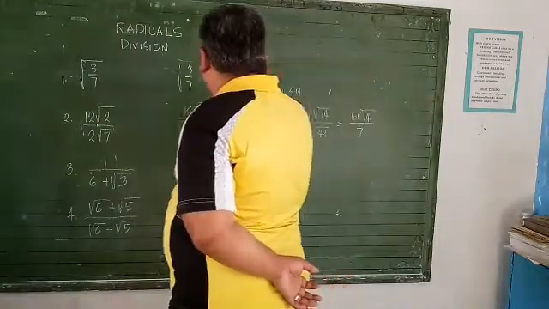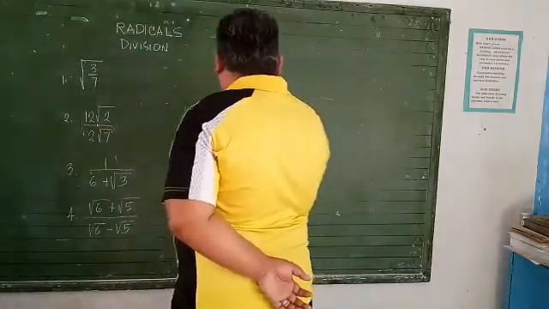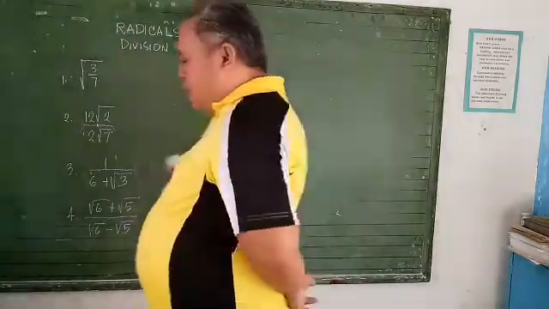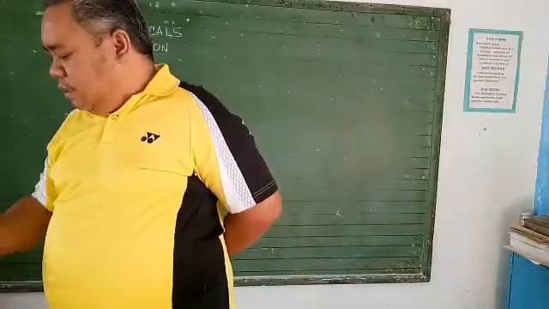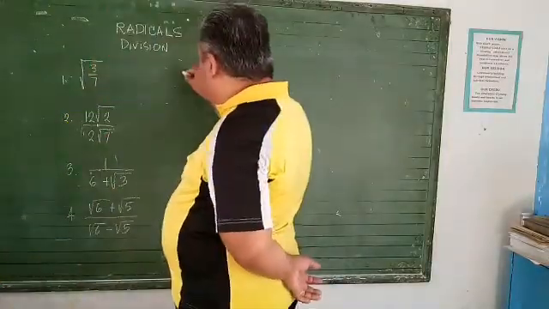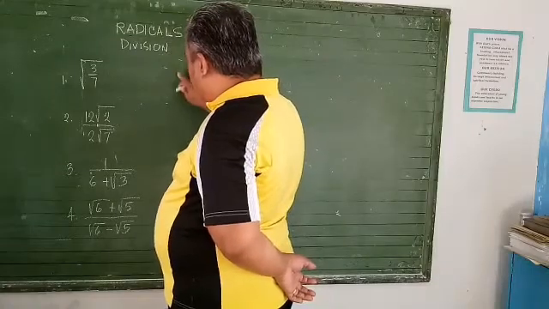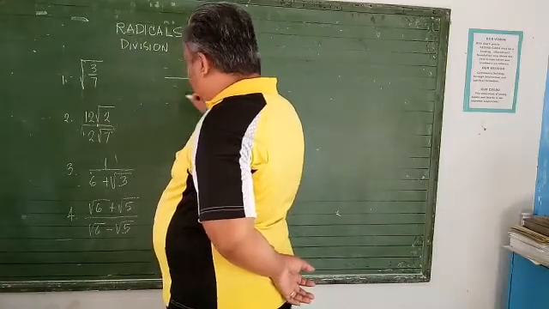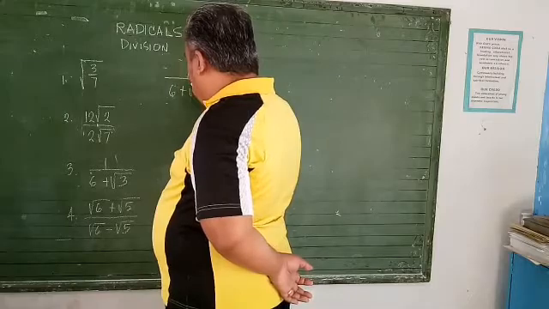Okay, so let's go now to the next number, which is number 3. So how are we going to simplify this type of equation? What will be the simplified answer for this? So let's say we have 1 over 6 plus the square root of 3.